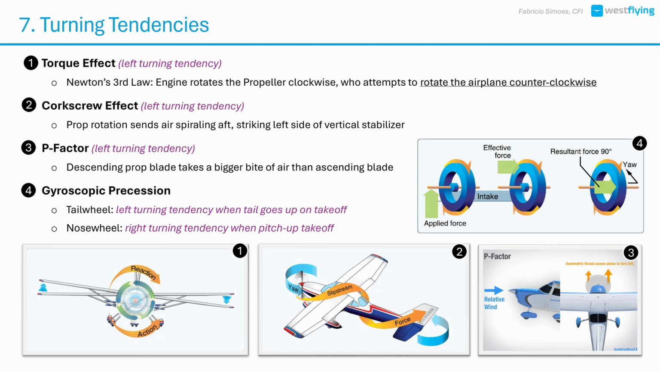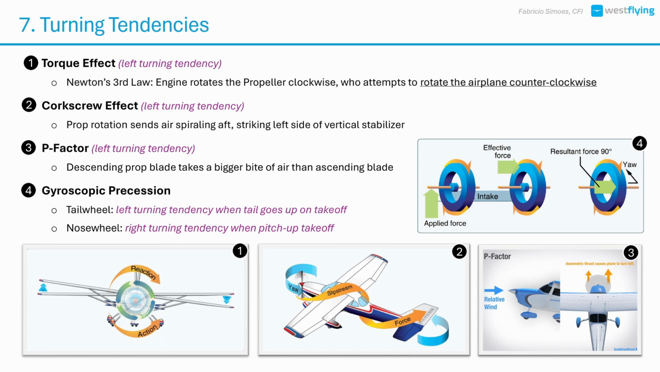flight. Corkscrew effect, also called spiral slipstream. The rotating propeller produces a spiral flow of air that wraps around the fuselage and hits the left side of the vertical stabilizer, pushing the tail to the right and yawing the nose to the left.